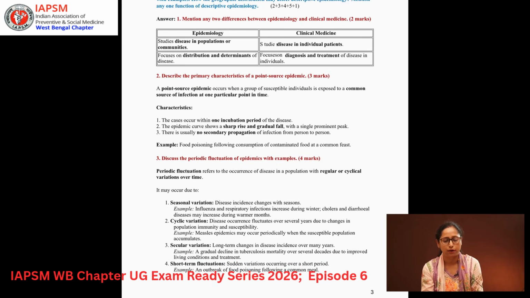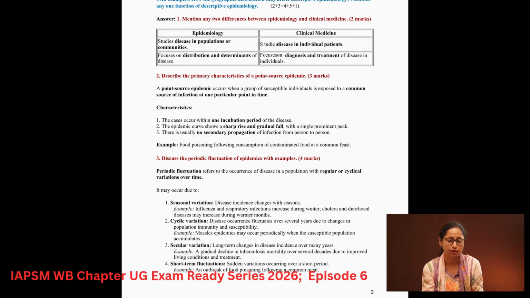Now coming to the third part, the question was: discuss the periodic fluctuation of epidemics with examples, carrying 4 marks. Here you first tell what periodic fluctuation is. It is the occurrence of disease in a population with regular or cyclical variation over time. It may occur due to many variations: firstly seasonal variation, next cyclical variation, secular variation and short term variation, and you can give one line for each with an example.